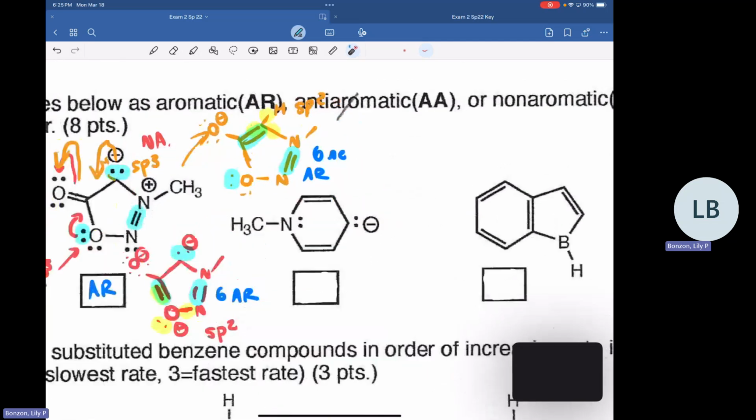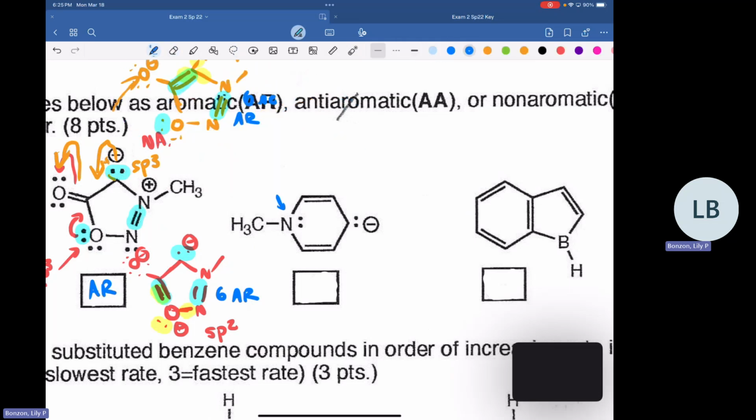Okay. Moving on to the third. All right, so we have an sp3 nitrogen here. It's got a lone pair. It's got 3 single bonds. So that's going to be sp3. Looking at the pi electrons in this structure right now, we've got 2, 4, 6, 8. And so 8 would give us non-aromatic, or sorry, anti-aromatic.